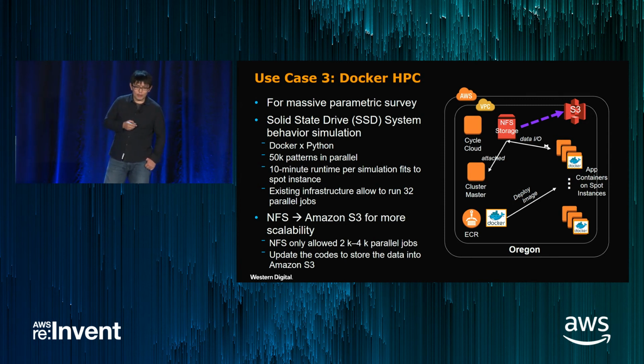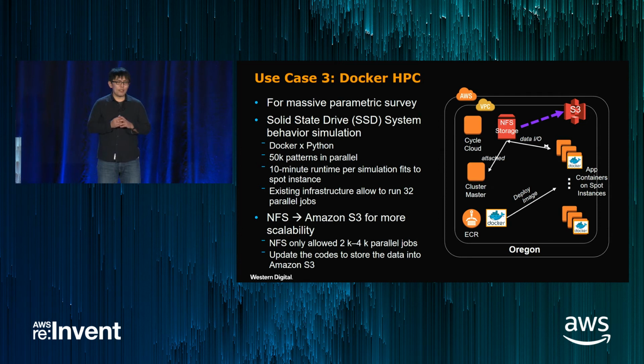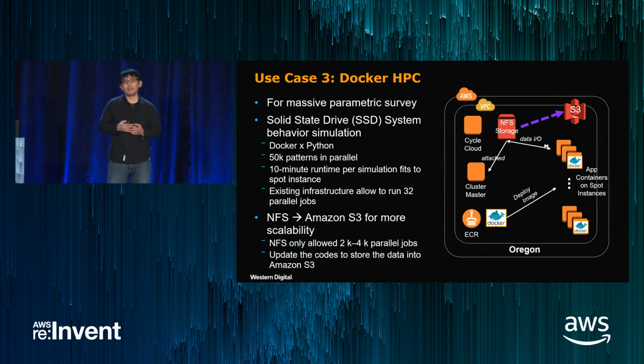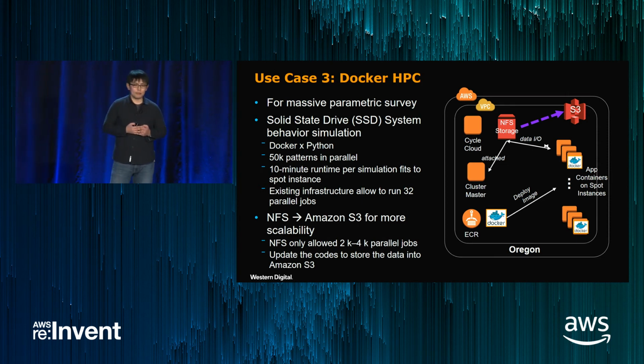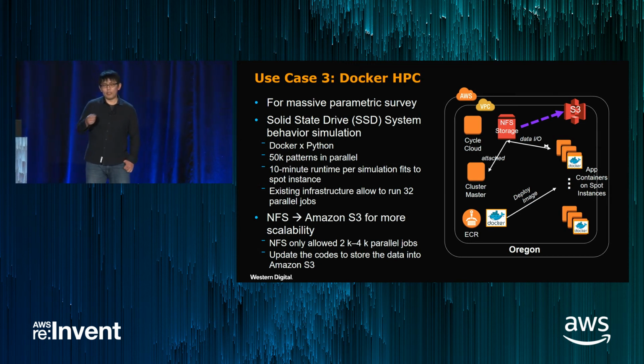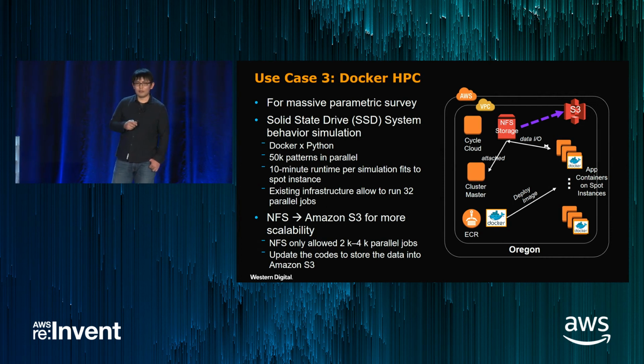At first, we deployed the Docker cluster with NFS shared storage. But the user started hitting a few thousand simultaneous jobs, and the Docker cluster stopped scaling due to the massive I/O to NFS. So the user modified the code to store the result files into S3. As you know, S3 is very good at handling that kind of massive parallel I/O. So by using S3, we were able to resolve the scalability issue on this Docker cluster.